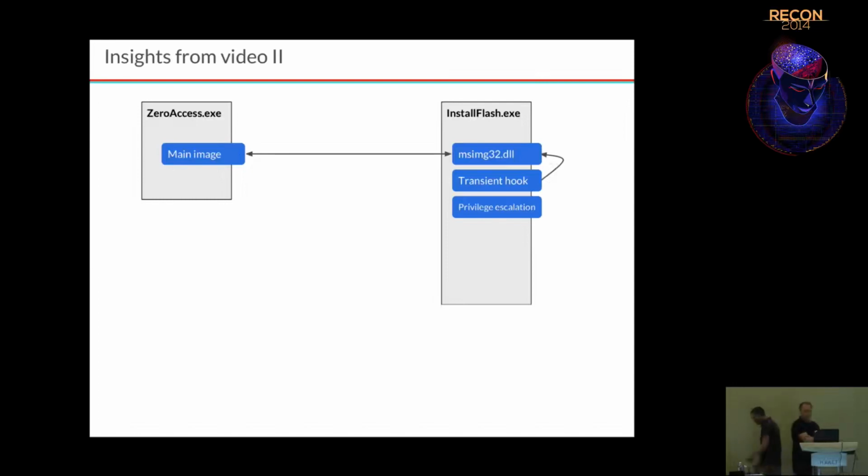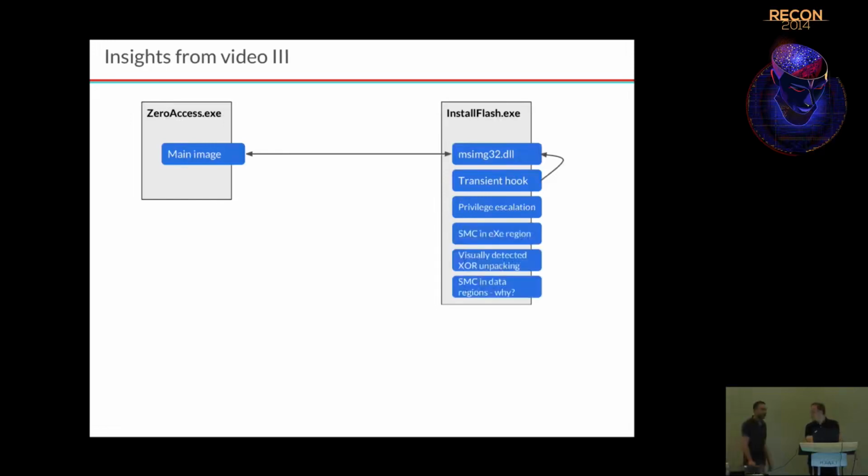Okay, so big picture again. What we have seen, there's a transient hook which appears in this install flash player process. It points into the DLL which has been loaded, which is, by the way, the same as the main image of a 0 axis process. And we have also understood that the whole thing is related to a privilege escalation trick. So next we're going to show, is this a self-modifying code? Okay.